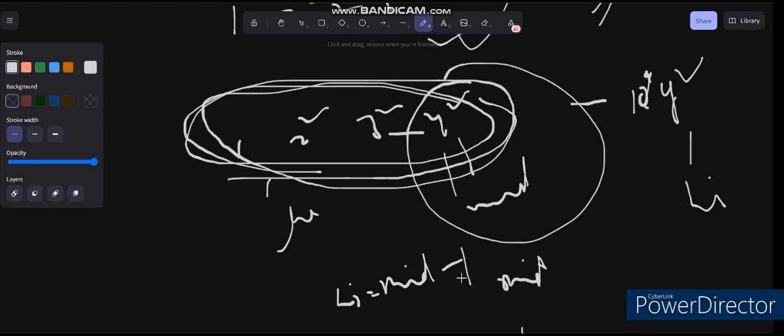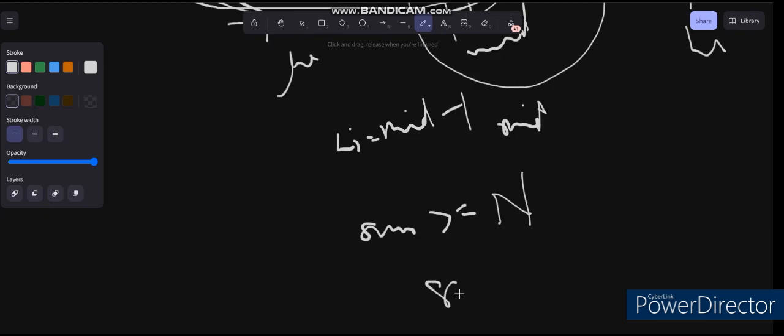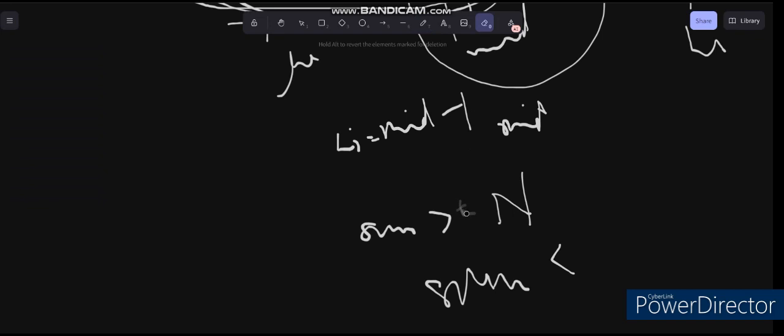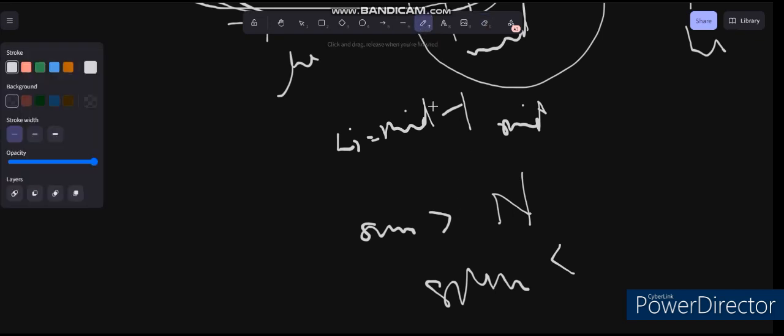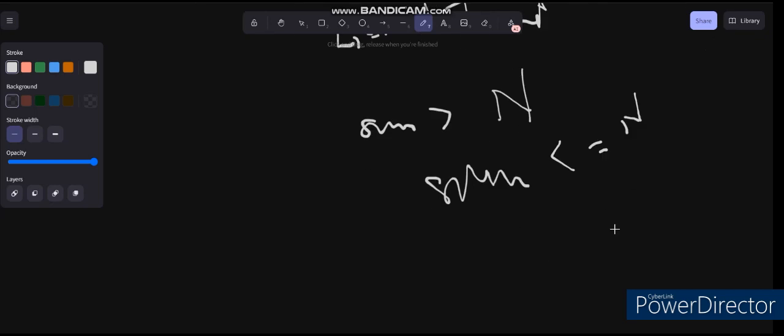Okay. Otherwise, if sum is no, here don't take equal. We don't have to take equal to, because even if it is equal to, we can take that element into consideration. We cannot omit that. So equal to will come here, right? So sum is less than or equal to n.